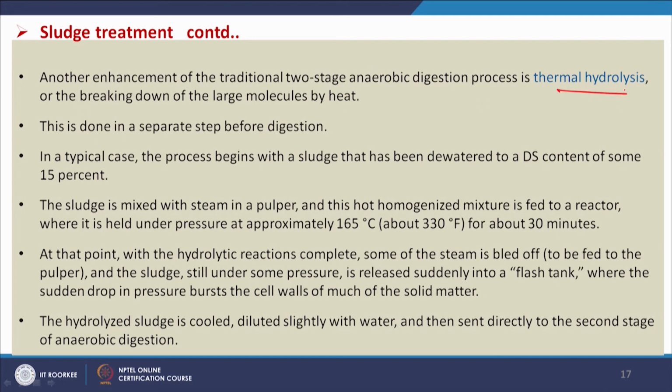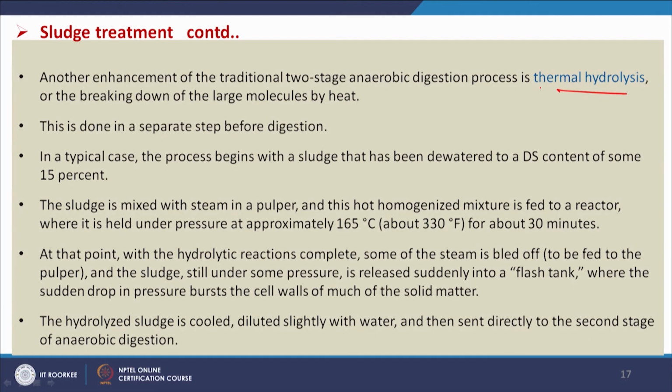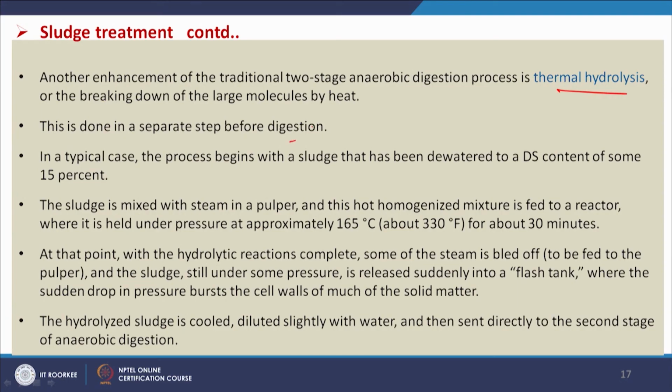As I mentioned, there are two major steps: one is hydrolysis, acidogenesis and acetogenesis, and the second is the methanogenesis step. If the hydrolysis takes place in the presence of steam, that is thermal hydrolysis, then it gives easier breakdown of the organic compounds, and the performance of this AD process becomes superior. This is done in a separate step before digestion.